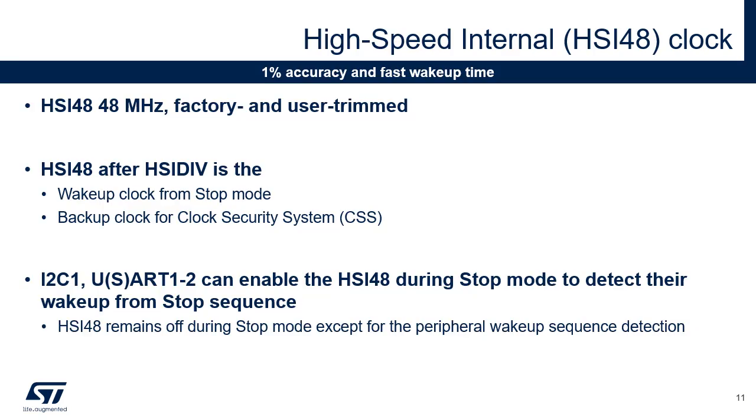The HSI48 is a high-speed internal 48 MHz RC oscillator with 1% accuracy and fast wake-up times. It is trimmed during production and can be user-trimmed for higher precision. The HSI48 can serve as the clock source when waking up from stop mode and acts as a backup clock if the HSE fails, as detected by the clock security system.